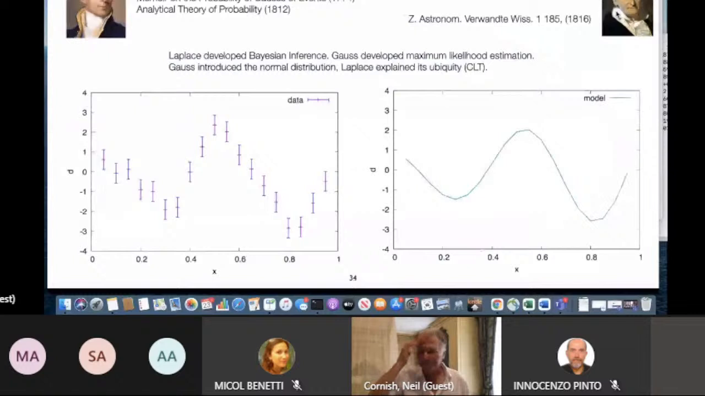Okay, so that's a little bit on how we get from the gravitational wave signal to the response of the detectors. Now, how do we extract the signals? Pretty much everything we do dates back a couple of hundred years to the work of Laplace and Gauss. Laplace essentially developed Bayesian inference, and Gauss developed a lot of what we now know as the frequentist approach. He developed maximum likelihood estimation and the normal distribution for noise. Laplace later explained why a normal or Gaussian distribution was so ubiquitous for noise through his first version of the central limit theorem.